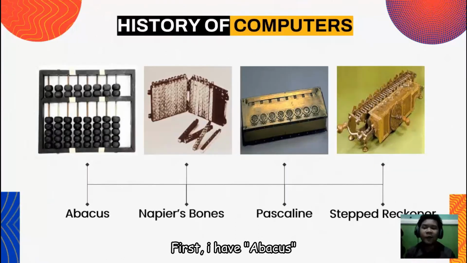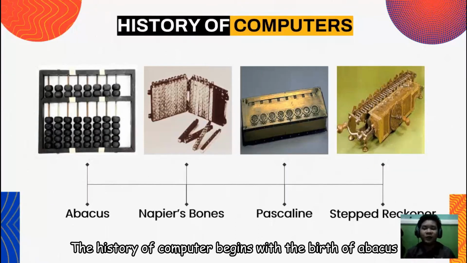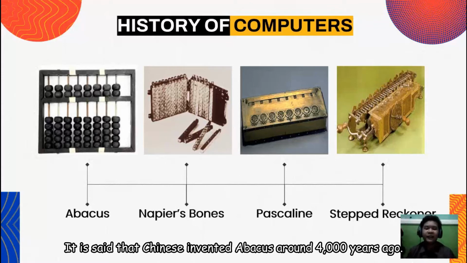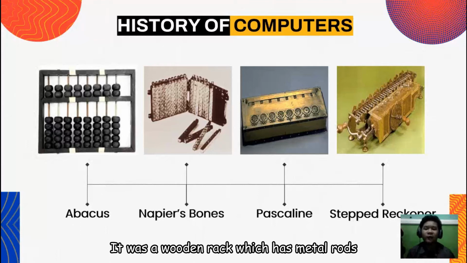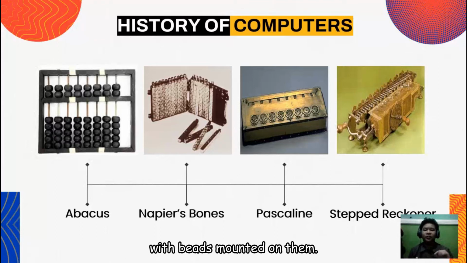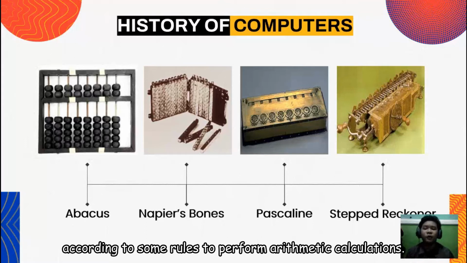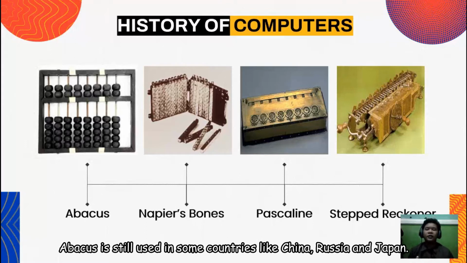First, I have the abacus. The history begins with the birth of the abacus, which is believed to be the first computer. It is said the Chinese invented the abacus around 4,000 years ago. It was a wooden rack which has metal rods with beads mounted on them. The beads were moved by the abacus operator according to some rules to perform arithmetic calculation. The abacus is still used in some countries like China, Russia, and Japan.